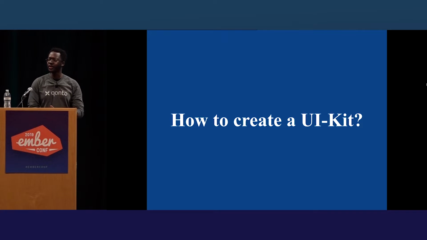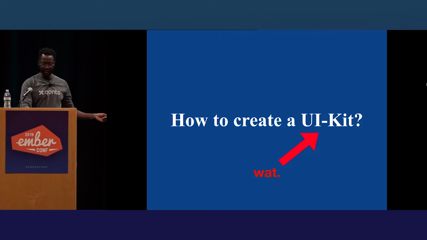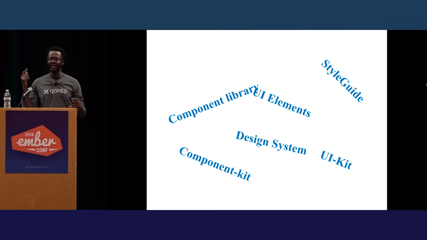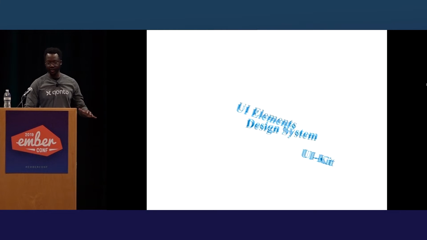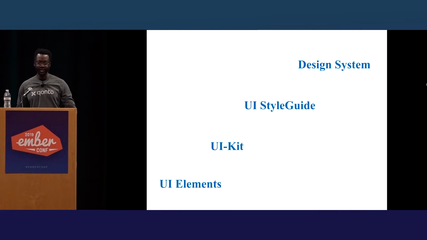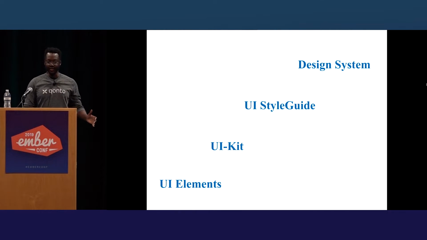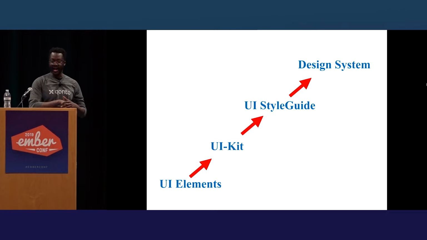So how to create a UI kit? Wait, a UI kit? But I talked about a style guide before. Or is it a component library or UI elements, a design system? This is very confusing. So until the end of the talk, I'm going to just use 4 concepts. UI elements, which are just components in your app. Nothing to do, it's just there. A UI kit, a style guide, and a design system. I will explain them as I go along, and I see them as a continuum, as a spectrum.